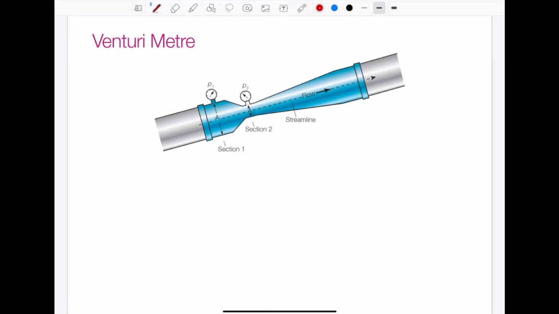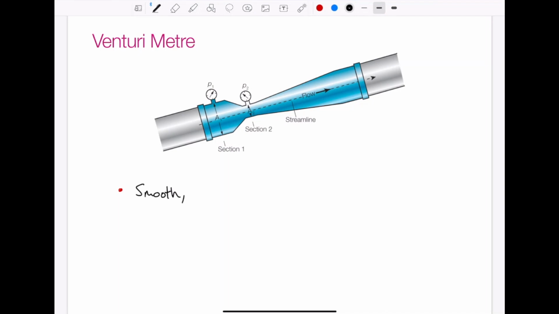So our next flow device is a Venturi meter. This is going to be exactly what you're going to be looking at in your first lab. A Venturi meter is a smooth, convergent, and divergent section of pipe. It's really important that it's smooth and gradual, so we're not having very sharp changes in geometry. They are gradual changes, and that is to reduce the effects of any losses or friction.